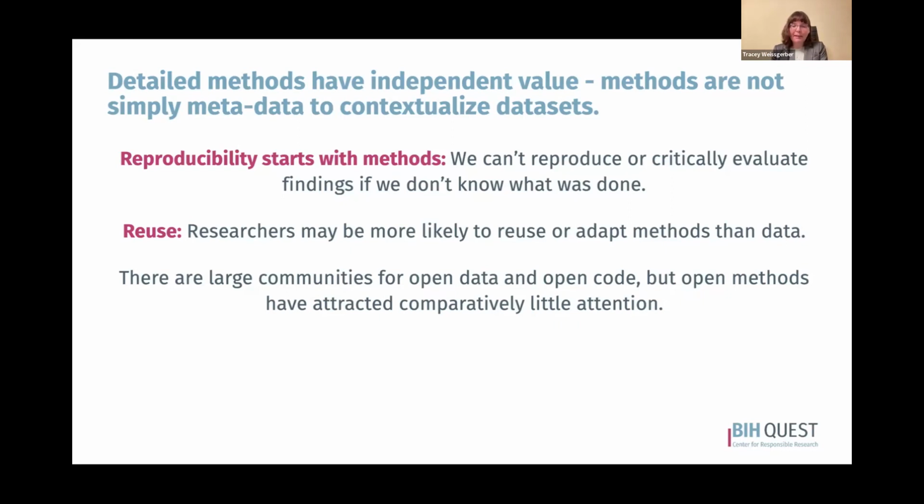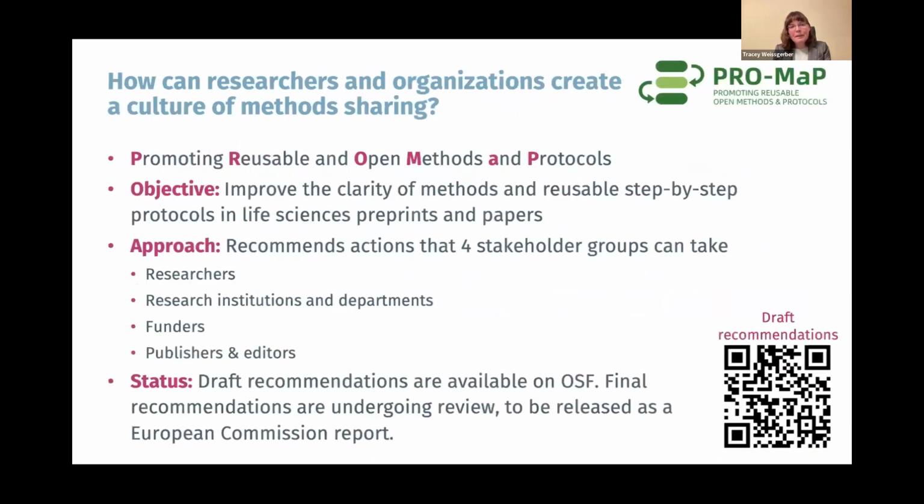This is an initiative called ProMath, for promoting reusable and open methods and protocols, and the objective of this work is to improve the clarity of methods as well as reusable step-by-step protocols in life sciences preprints and papers. And the approach that we've taken is to recommend actions that 4 different stakeholder groups can take to improve the quality of methodological reporting. And the 4 groups that we provide recommendations for are researchers, researchers' institutions and departments, funders, and publishers and editors. We did publish draft recommendations on the OSF over the summer, and those are available at the link that I've provided.